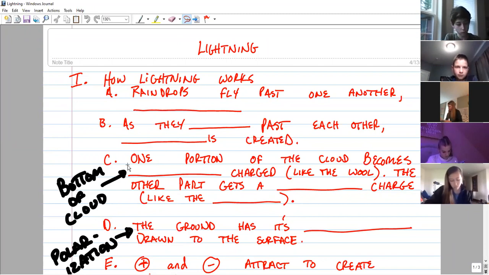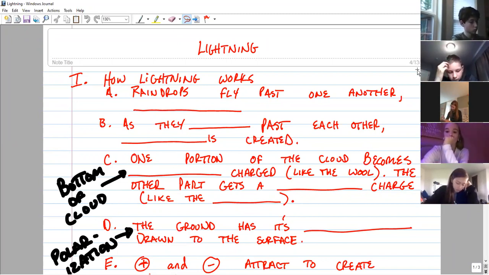So as we move on to capital letter C, now we start to venture towards the idea of static electricity, where one portion of the cloud becomes negatively charged like the wool, while the other part of the cloud gets a positive charge, like the tube, or like the spoon, or like the balloon, whatever we use.